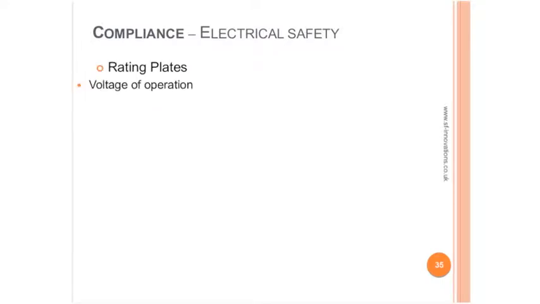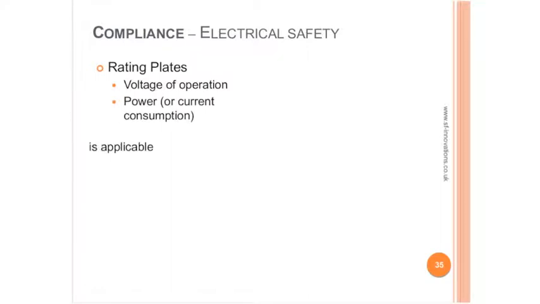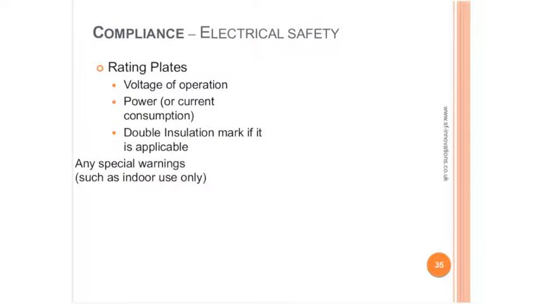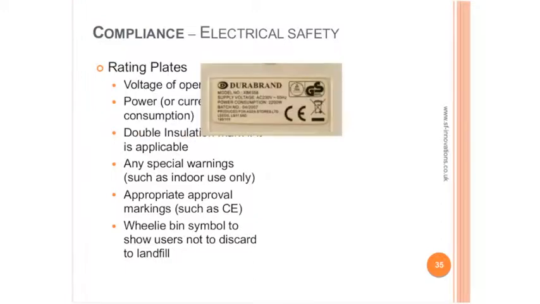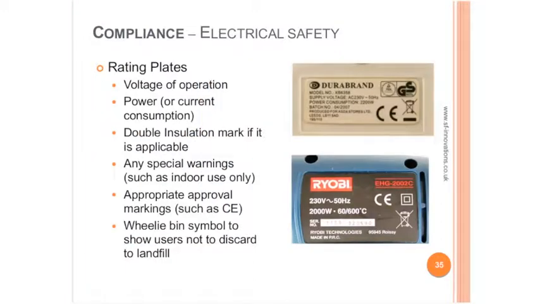Rating plates: there is a minimum amount of information that you've got to put on there: voltage of operation, power, double insulation mark if it's class 2, any special warnings, and any necessary CE mark. There's a couple of examples there, which includes the wheelie bin, which is the WEEE regulations, waste electrical and electronic equipment, which we'll come to in a minute.